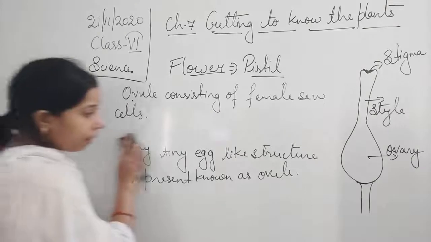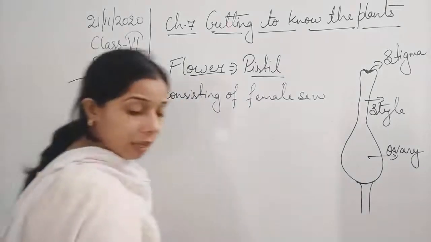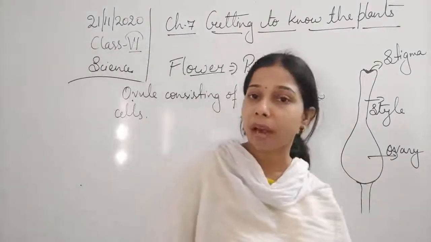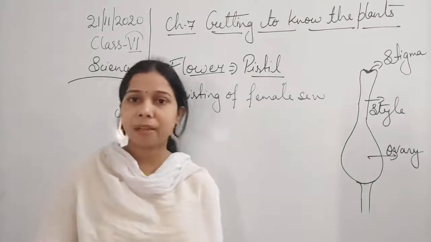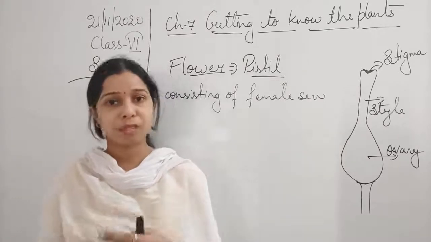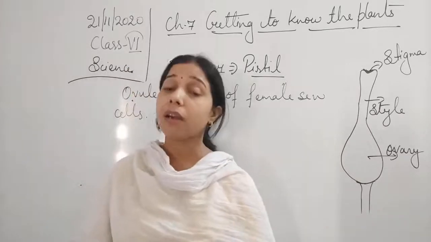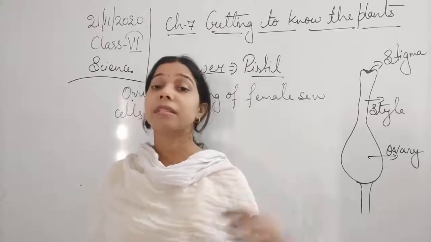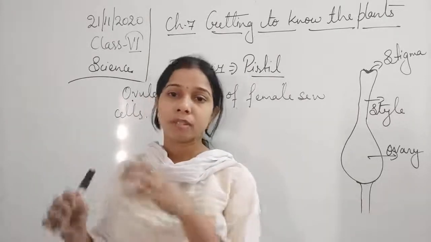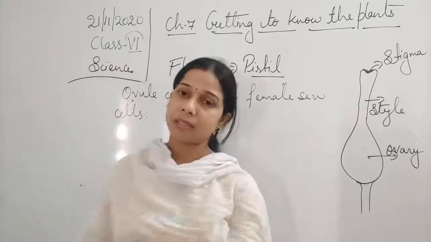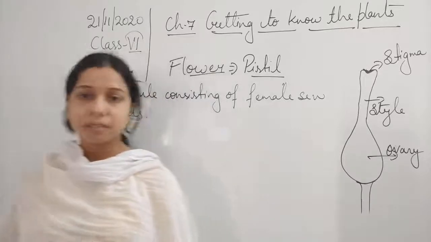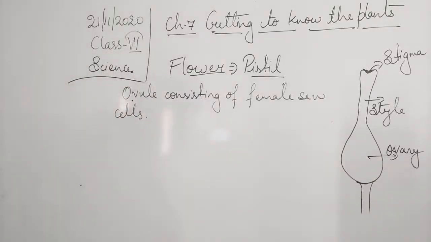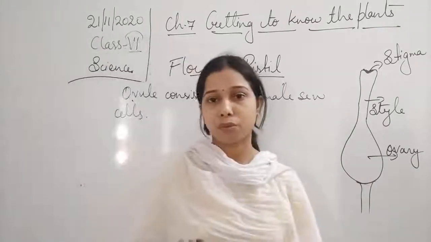Okay, so stamen and pistil are the male and the female reproductive parts of the flower. Now you see, students, the stamen and the pistil may both be present together in the flower, or they can be present in different flowers. It means the stamen is present in one flower and the pistil is present in another flower. Or both of them can be present in the same flower. Most of the time they are present in the same flower. So this is all about the flower, students.